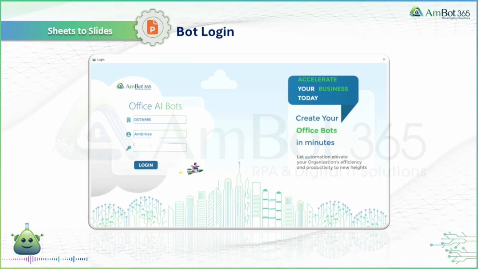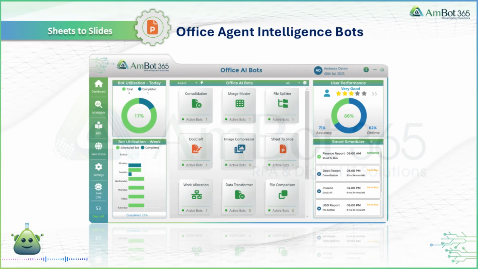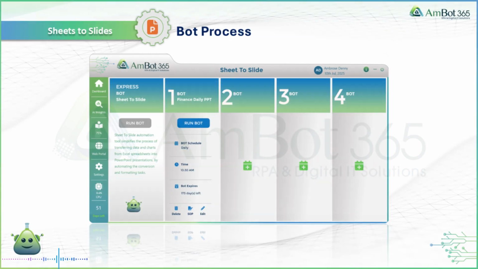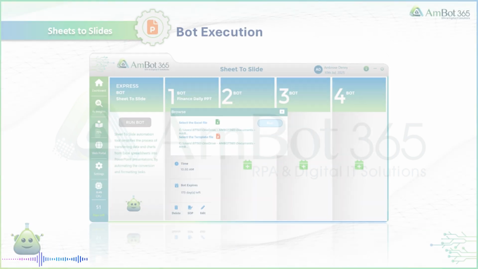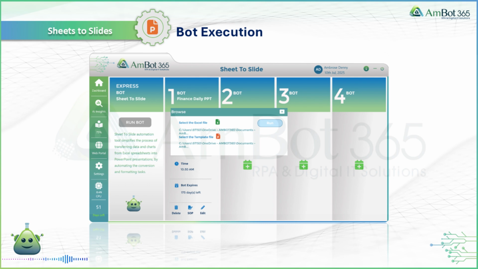Let's log in securely to the Ambot 365 platform. Once logged in, select Sheet-to-Slide bot from the dashboard and we are ready to go. The bot is already trained and scheduled. We simply click the Run button to activate the automation. Select the Excel file and the PowerPoint template, then click Run.